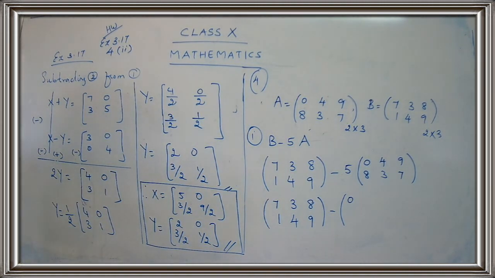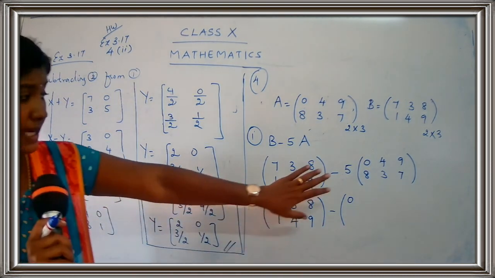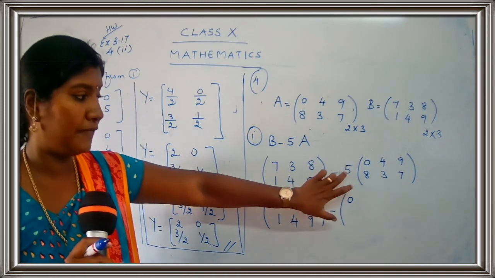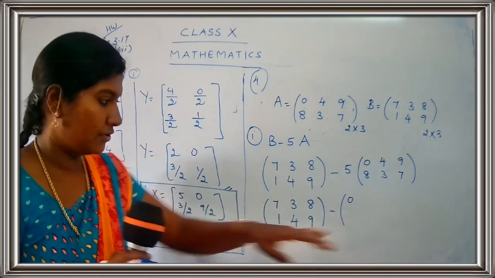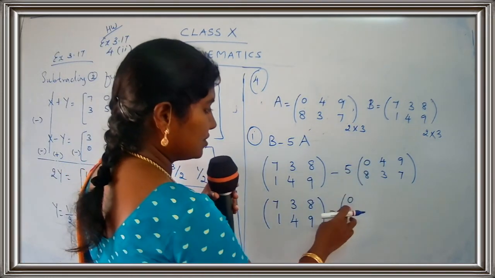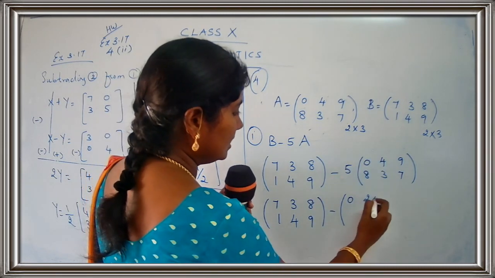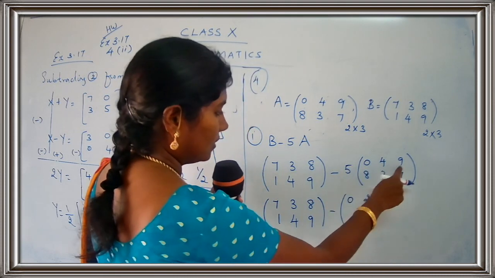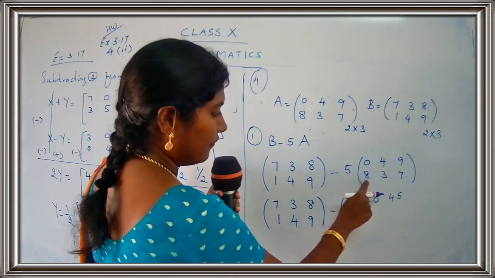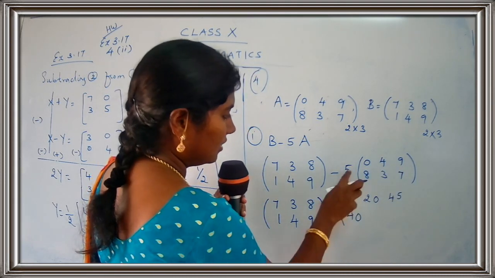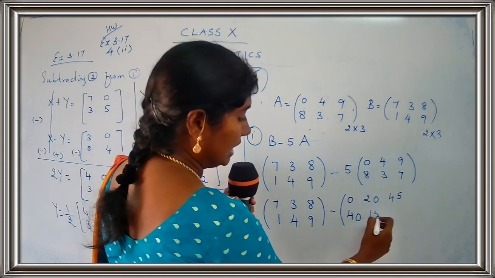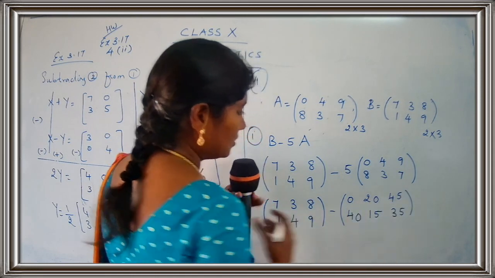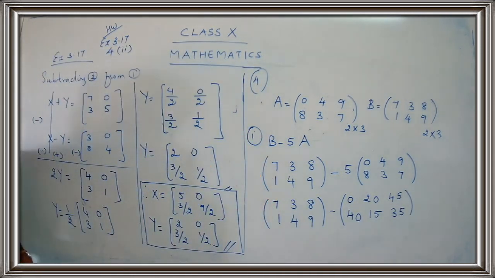Okay, now let us have a check. Don't get confused with the sign. We are not worrying about the sign now. Your work is just to multiply the number 5 to all the elements. Okay, children? So it's 5 into 0, 0. 5 fours are 20. 5 nines are 45. So I have completed the first row. 5 eights are 40. 5 into 3, 15. 5 sevens are 35. I have completed the multiplication part.